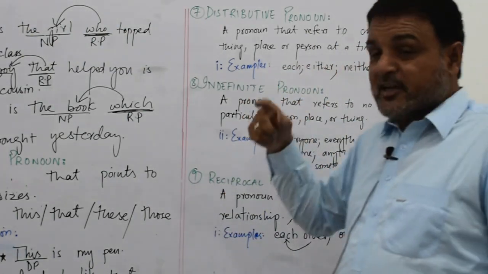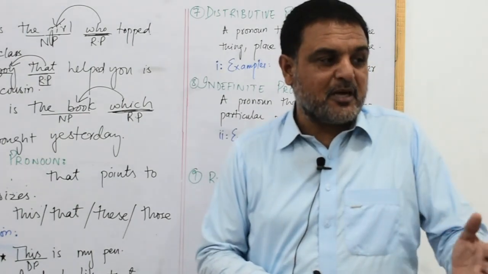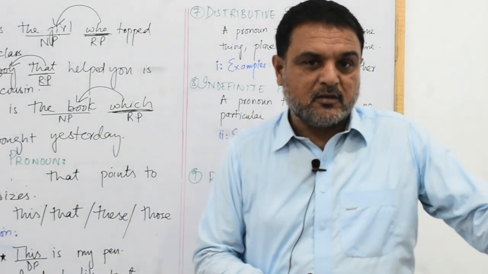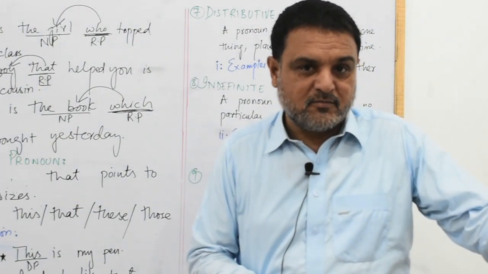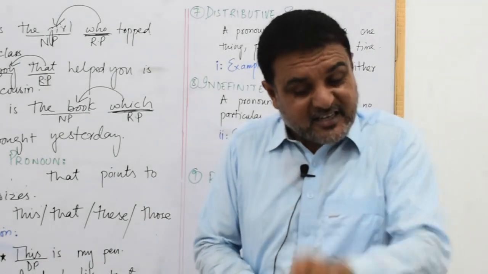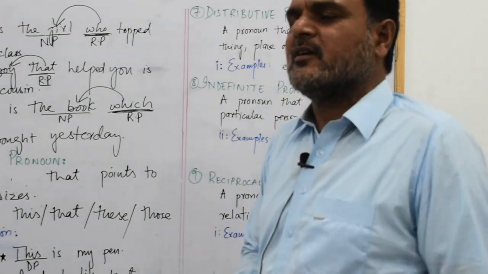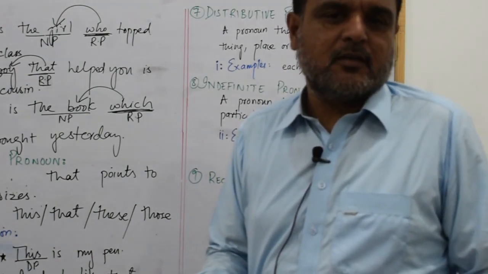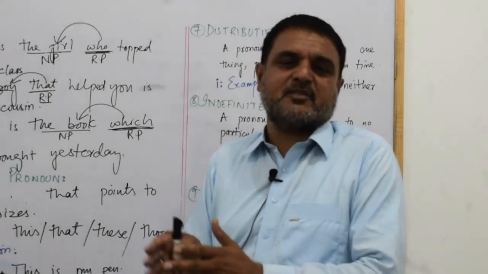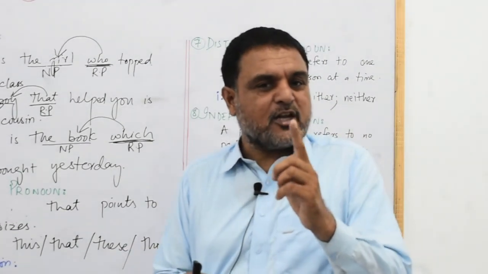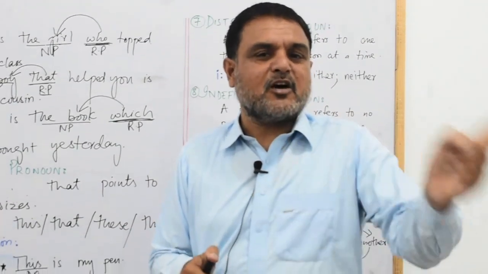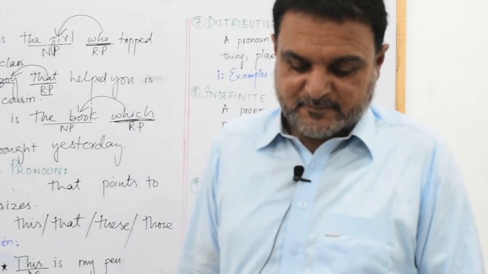For example, I can use each as a pronoun. There are two books on the table. I like each. Each is used alone. In such cases, each, this, that, or the other pronoun-looking words, they will be called pronouns if they stand alone, if they are not dependents of the nouns after them. I hope you have got my point.